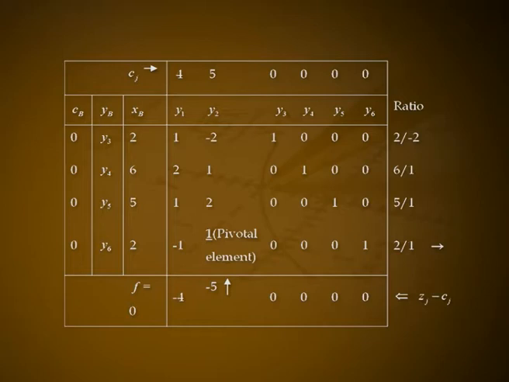To identify the variable to be removed, we find the ratio xbi by yir for yir greater than 0 for i equal to 1, 2, etc., m. The basic variable corresponding to the least ratio is to be removed. In our problem with the initial basic variables x3, x4, x5 and x6, the first iteration table is as follows. Since there are some negative net evaluations, the current solution is not optimum.